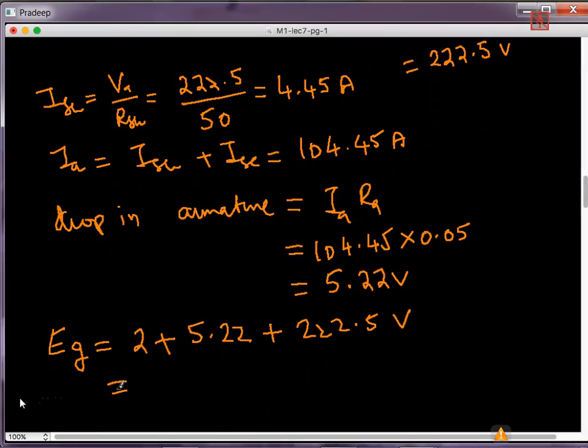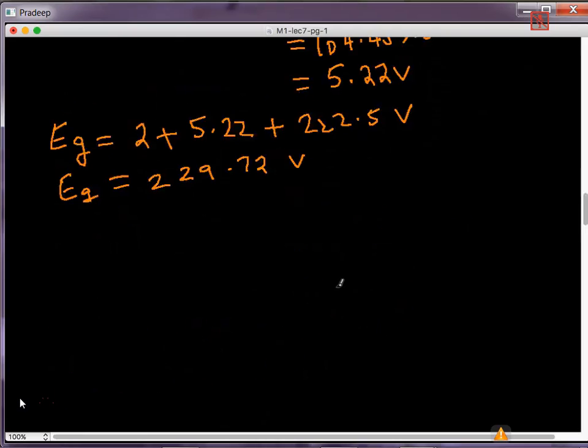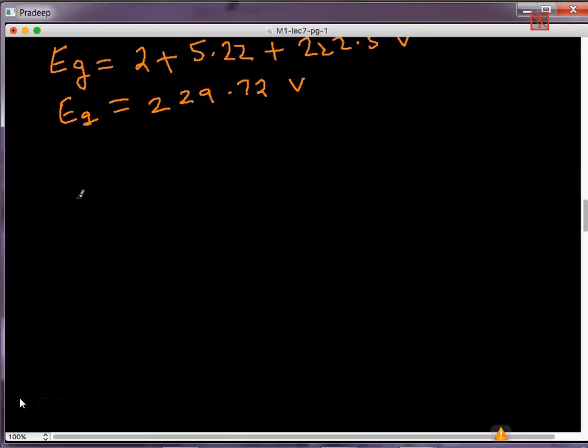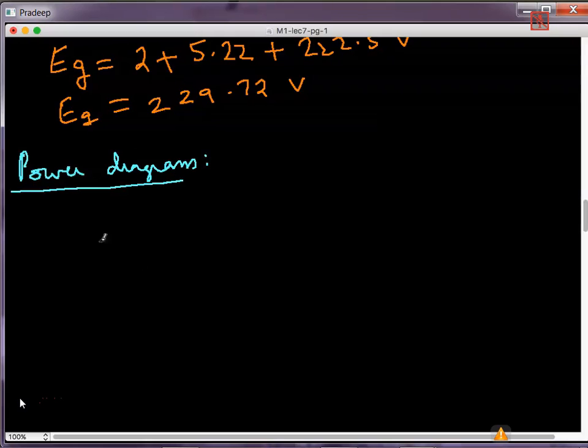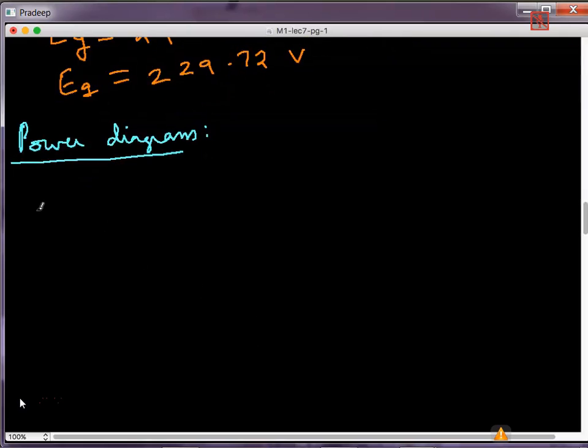Two plus 5.22 plus 222.5. So total I am getting 229.72 volts. So this is the EMF generated by the machine. So therefore, now if I draw the power diagram, so what is the power diagram? So power diagram, I am getting something like this.